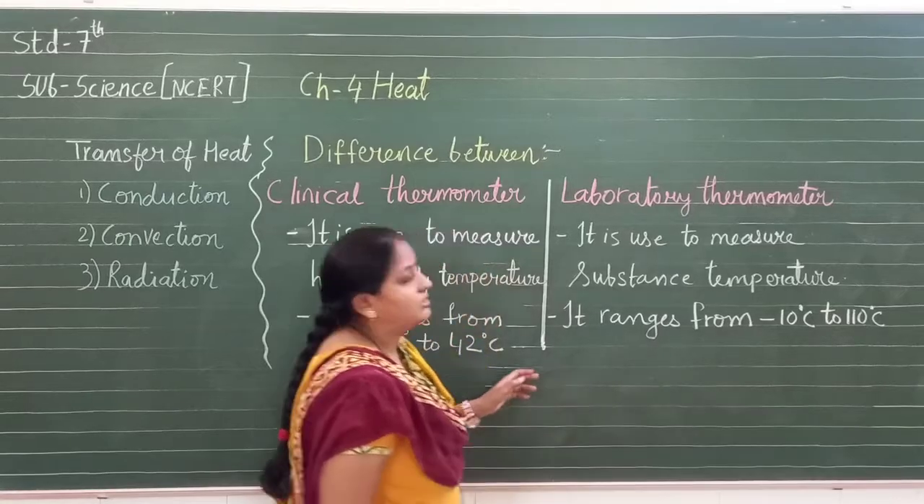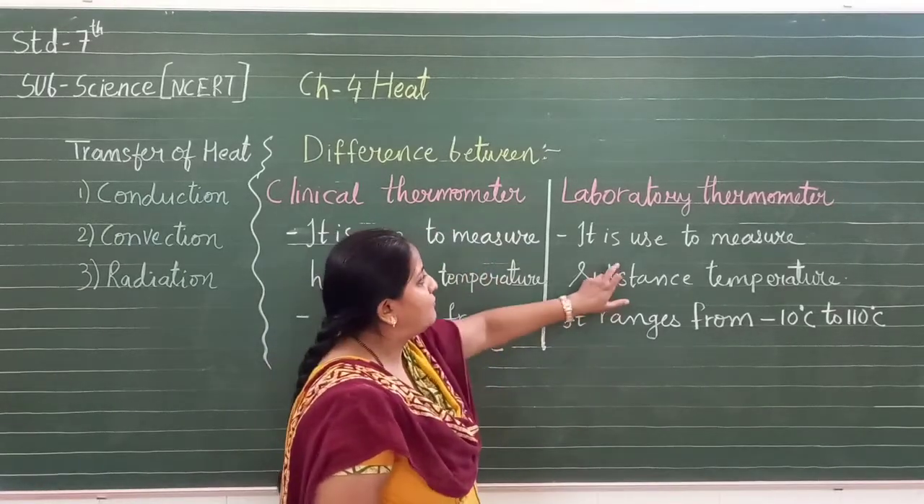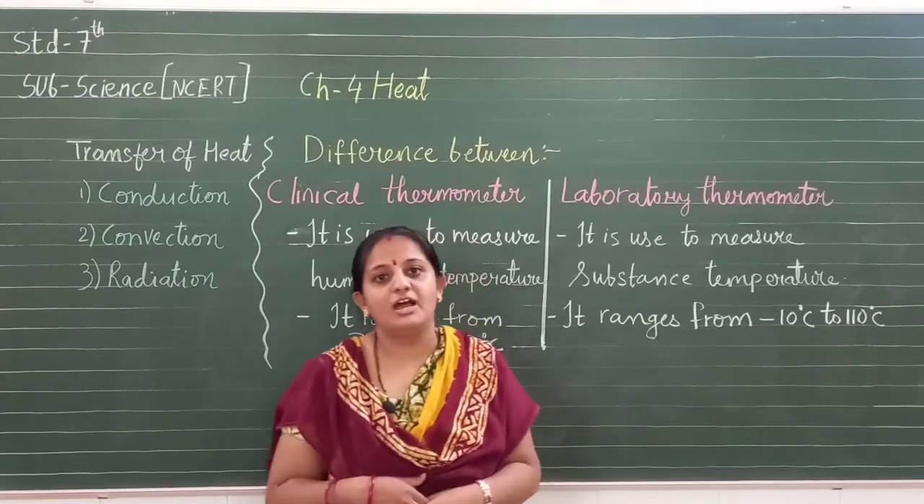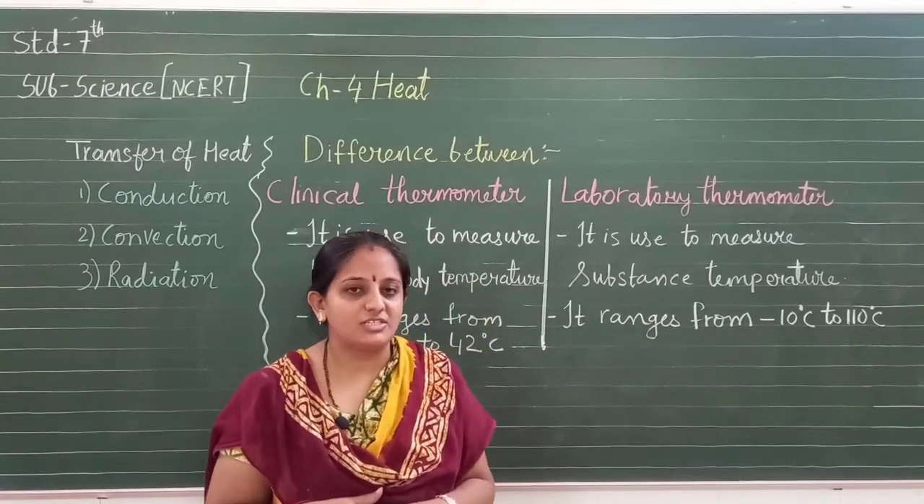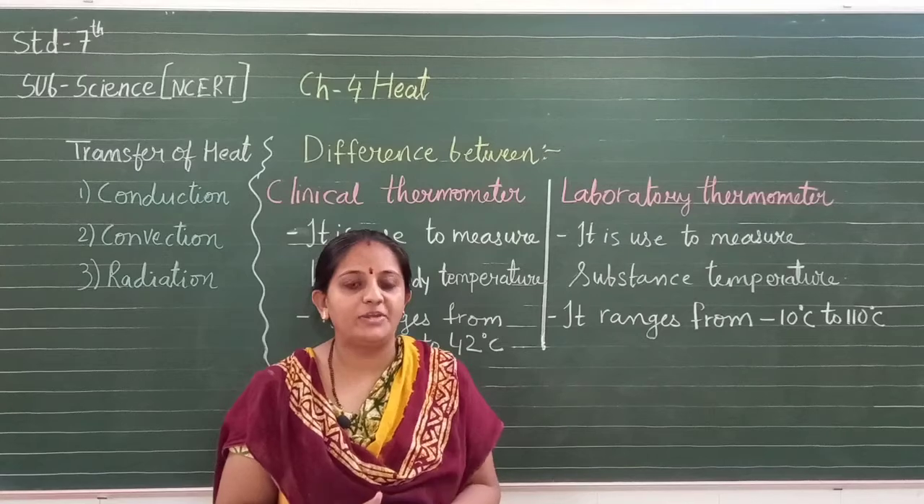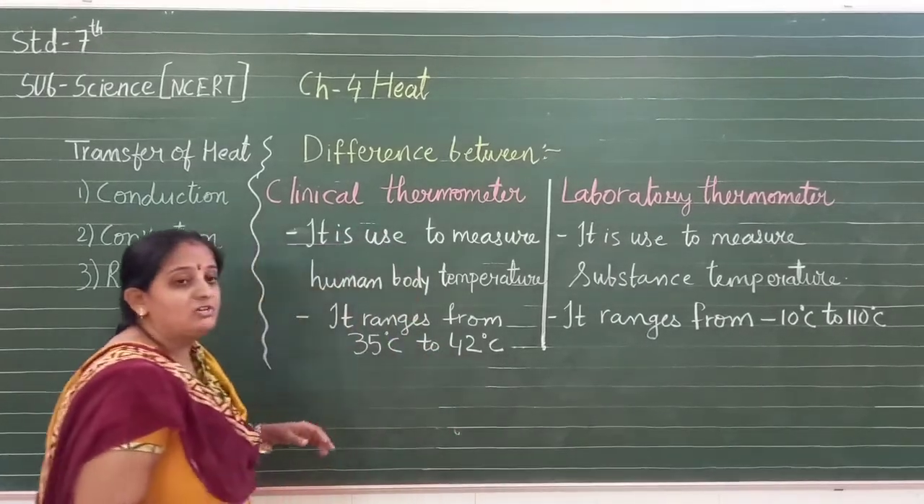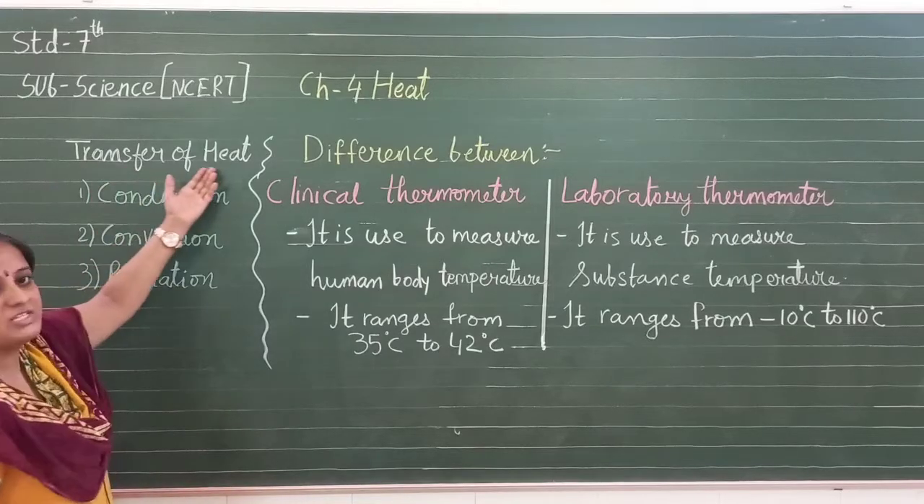We cannot measure the human body temperature with the help of a laboratory thermometer, and in both the thermometers mercury is used, which is a very toxic substance, and it is a liquid substance at room temperature generally. And we had also understood the modes of transfer of heat.